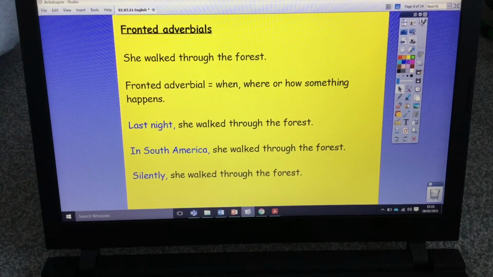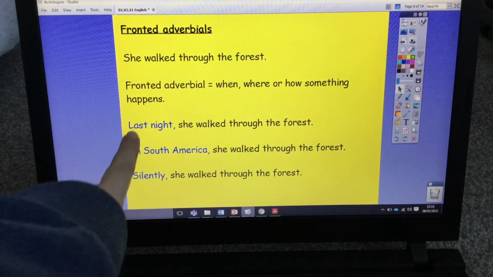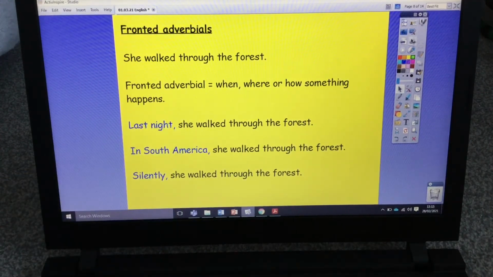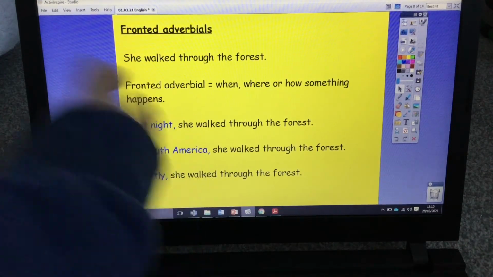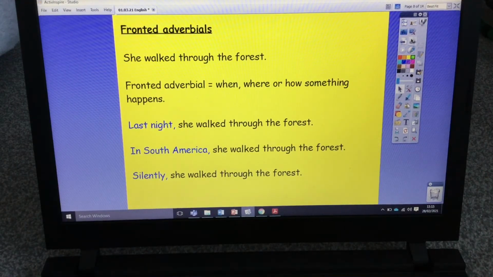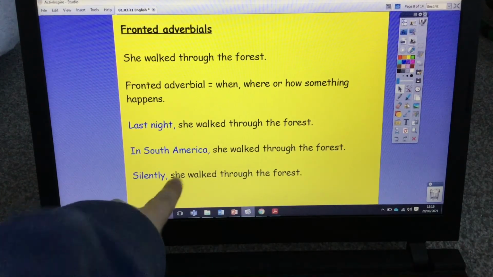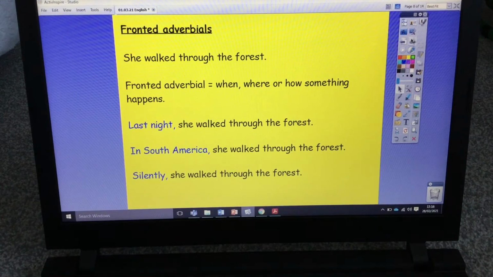So, for example, last night, she walked through the forest. This tells us when she walked through the forest. In South America, she walked through the forest. This tells us where she walked. And finally, silently, she walked through the forest. This tells us how she walked.